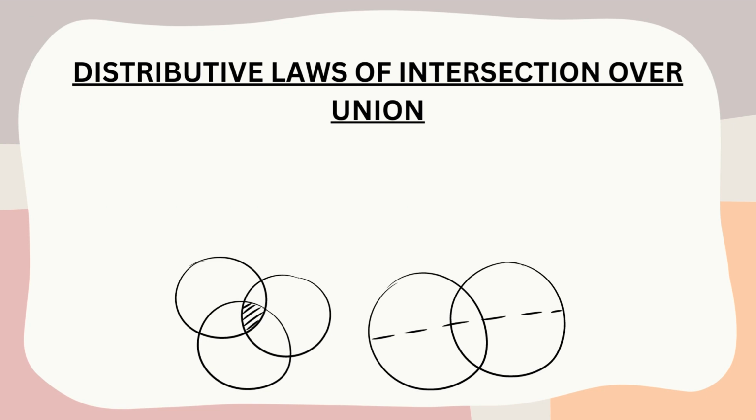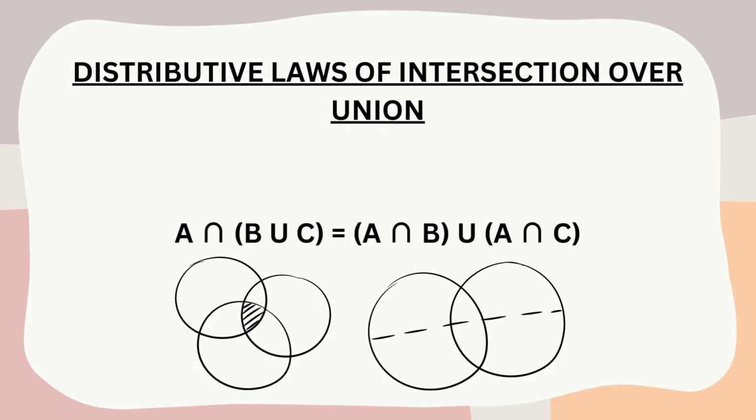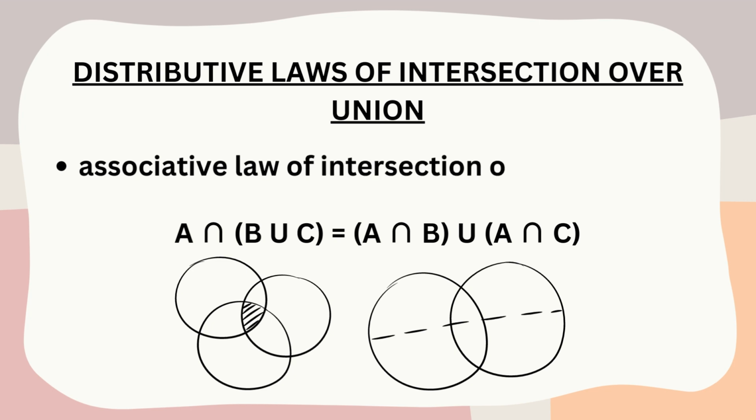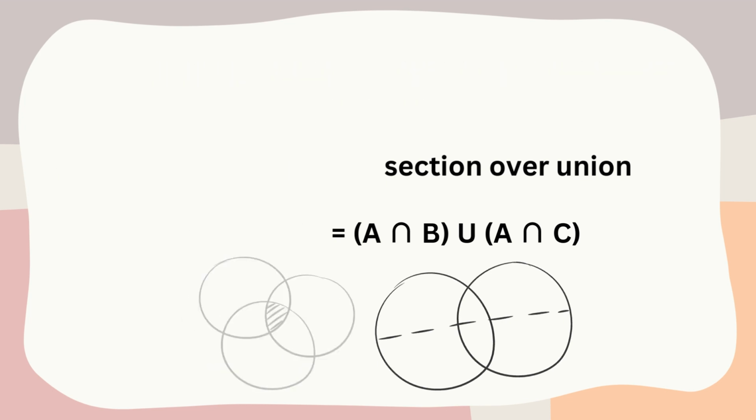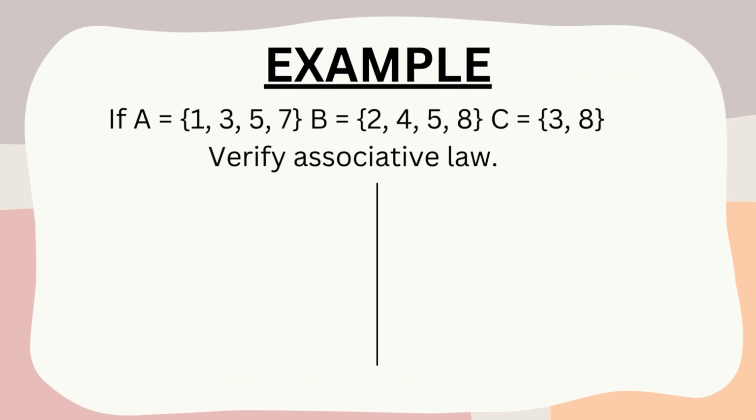To know the distributive law of intersection over union, it should be remembered as A intersection (B union C) equals (A intersecting B) union (A intersecting C). This property is known as the associative law of intersection over union. So the union was just replaced with the intersection, and the intersection was replaced with the union for the two particular distributive laws. In order to solve a particular example, we have the same values or elements present.